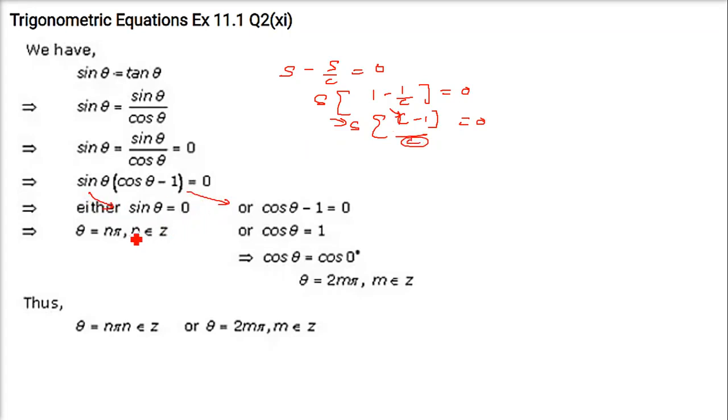So either sin theta is 0 or cos theta minus 1 equal to 0. Sin theta equal to 0 just gives theta equal to n pi. And cos theta minus 1 gives, you take 1 here, this is 1. So 1 is what? Cos 0. Cos 0 is 1. So cos theta is cos 0. So you get theta equal to 2m pi. So these are the two solutions. Here you have to take n, here you have to take m. Different n and m you have to take.